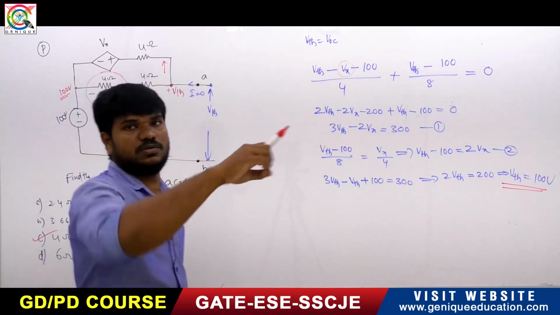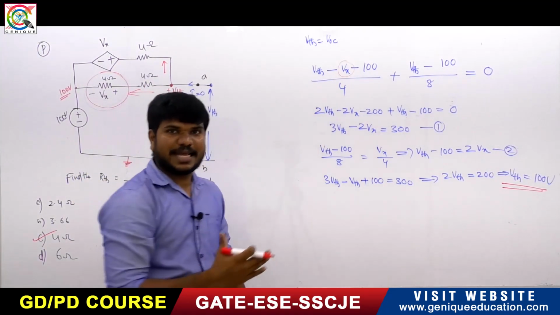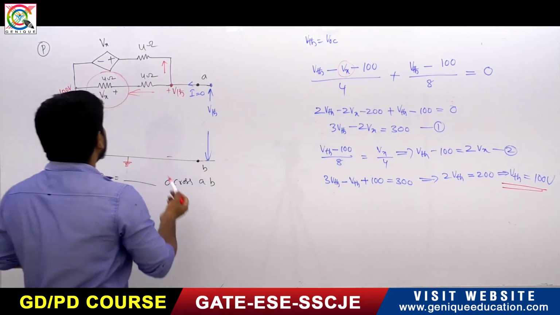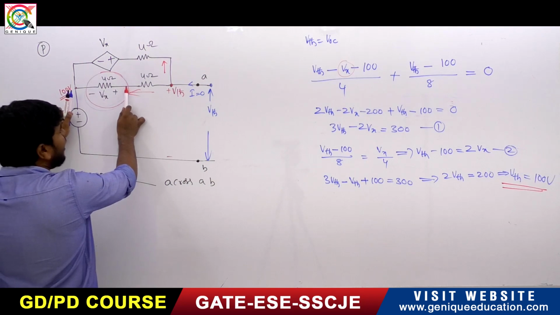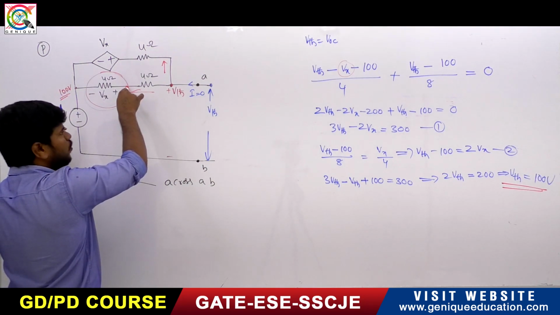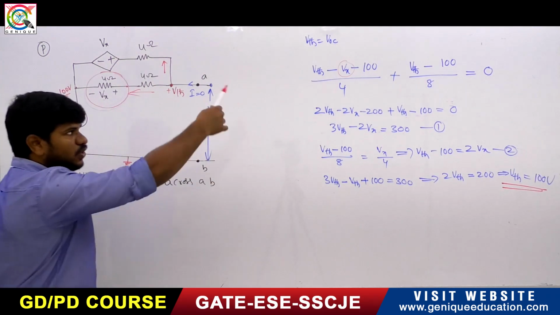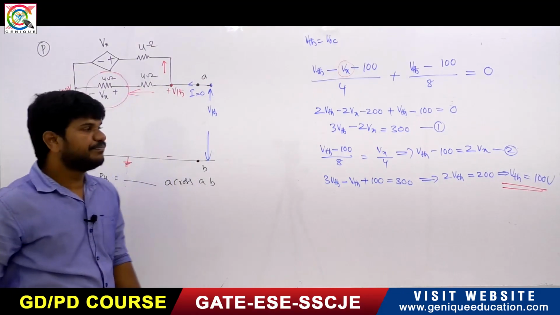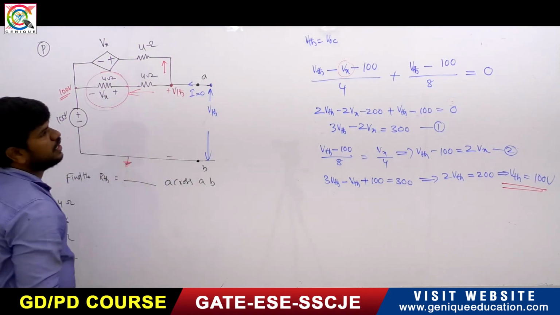So that is the point you have to understand. If you don't want to write node to node, you have to at least find the voltage. Suppose if I want to find the current up to here, I have to find at least the voltage at this point. Here also it is a node, but it is not a principal node. So this kind of approach must be observed.